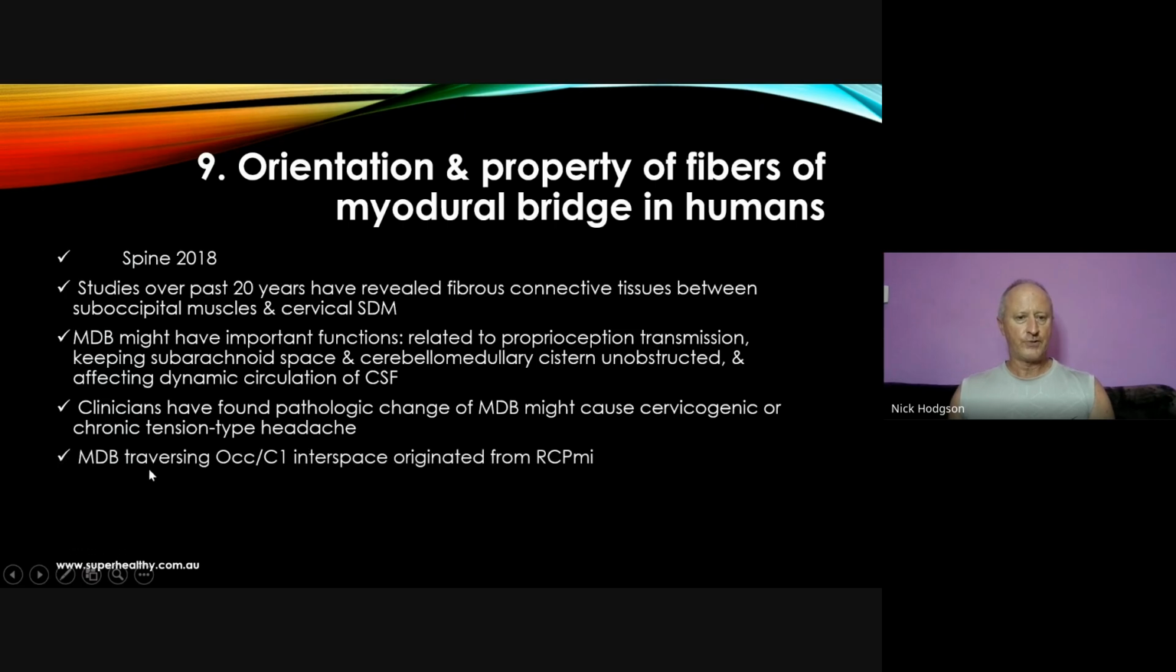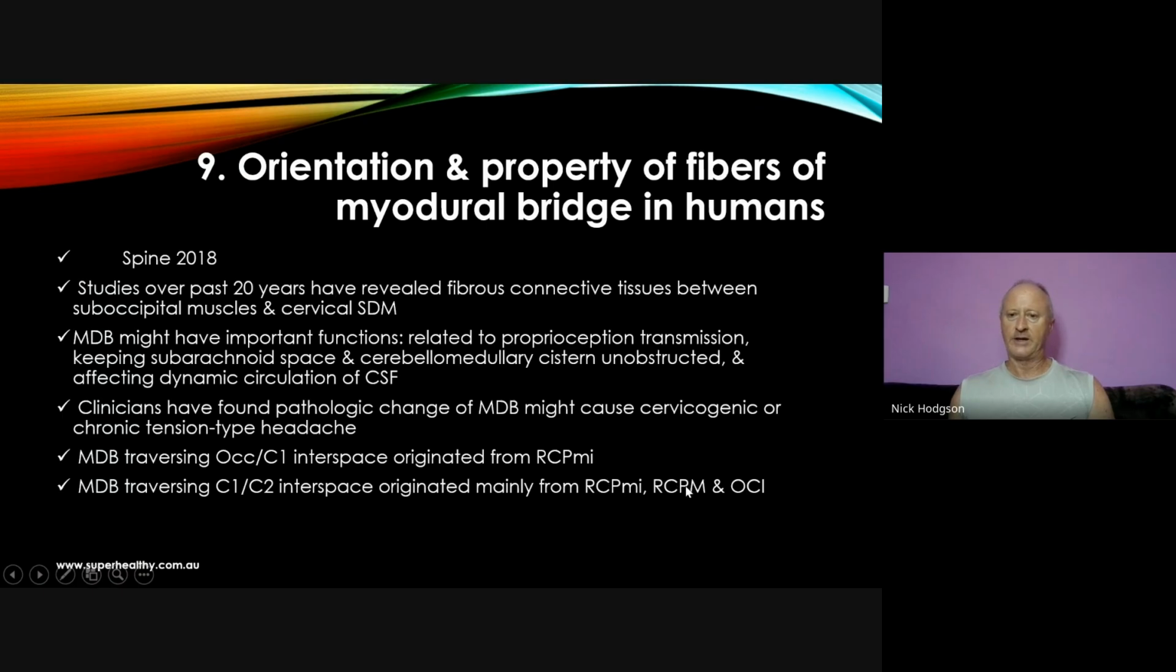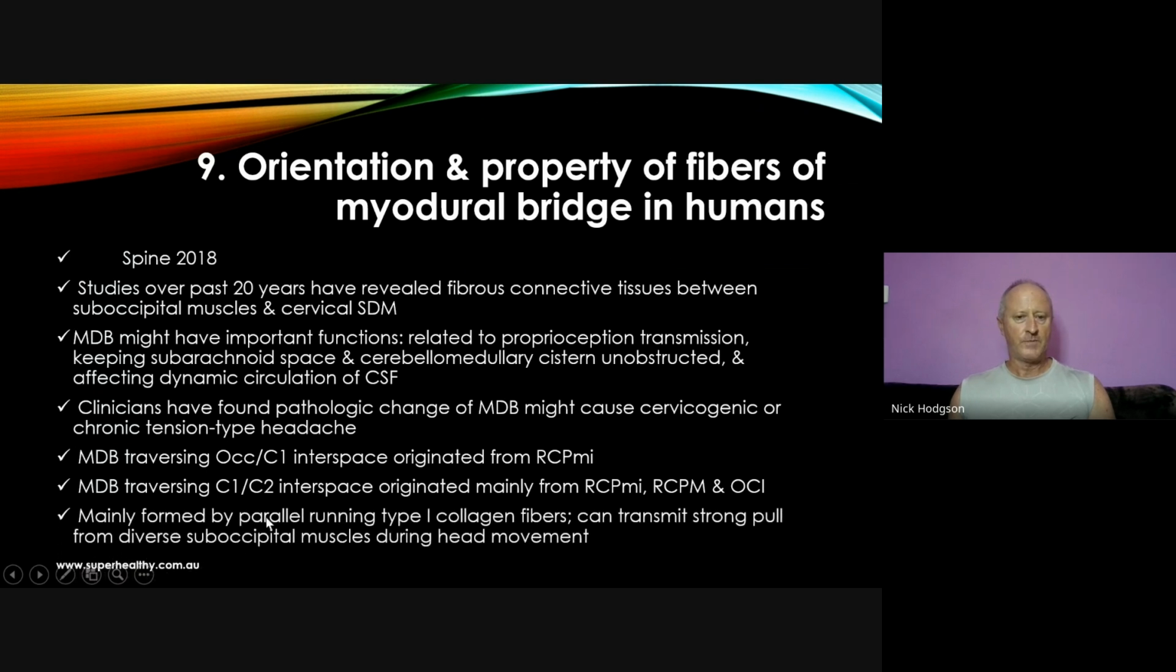And the myodural bridge, traversing the occiput C1, originated mostly from the rectus capitus posterior minor, whereas between C1 and C2, it came from all three of these muscles: rectus capitus posterior minor, rectus capitus posterior major, and the obliquus capitus inferior. So mainly formed by parallel running type 1 collagen fibers, can transmit strong pull from diverse suboccipital muscles during head movement.